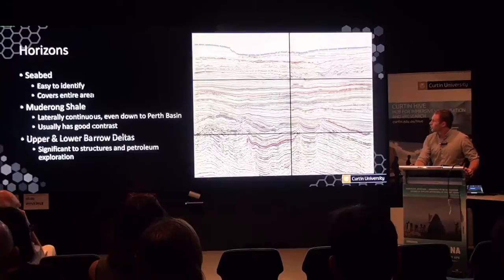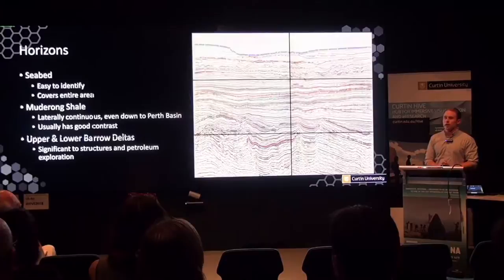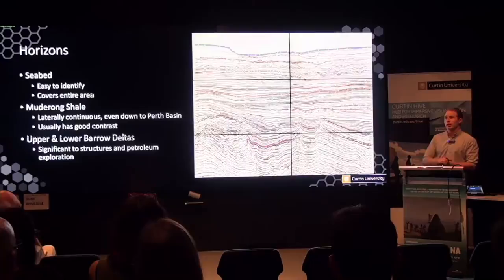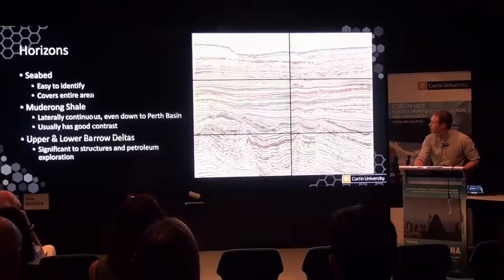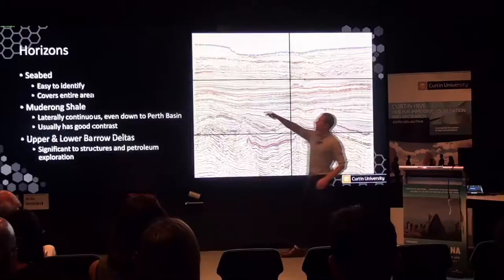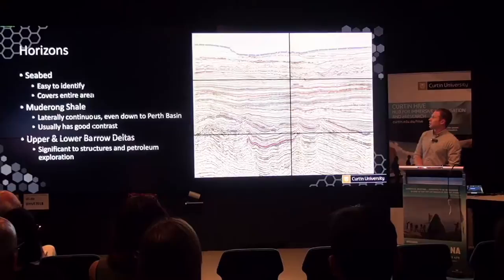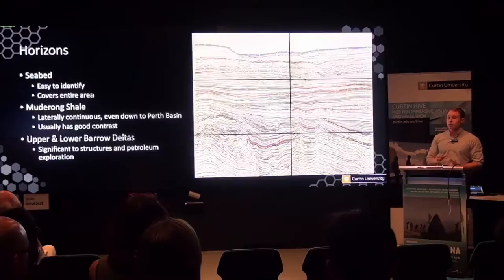The Mudurong Shale in this one is this orange line here with the pink X's along it. And then the upper and lower Barrow deltas, they are very significant to the Barrow Island gas exploration. While only the upper Barrow Delta, this green layer here, is marked, the lower is not actually marked on this particular seismic cross-section, but they are significant to the structures also found within the Northern Carnarvon Basin and to petroleum exploration.